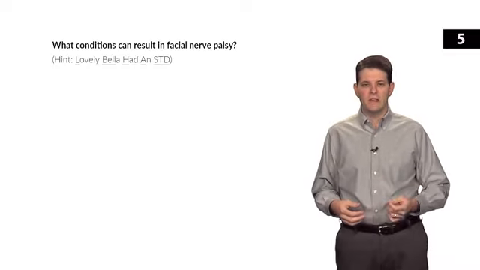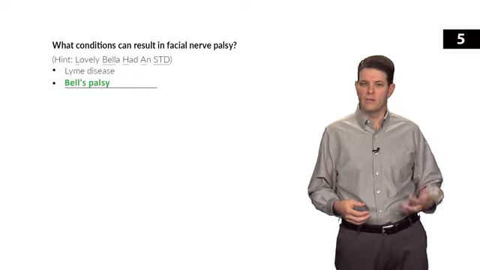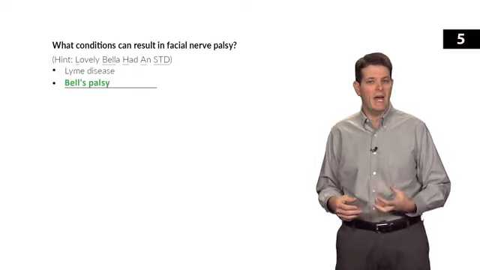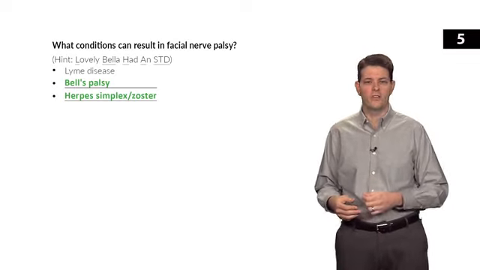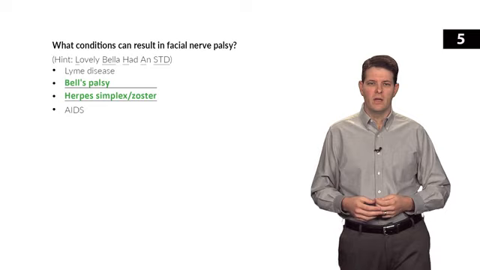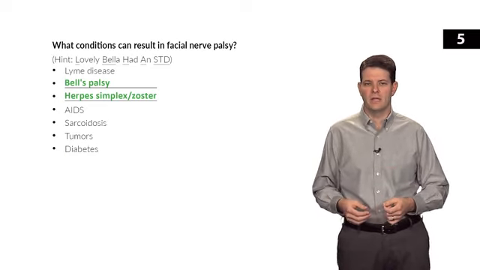So the L in lovely is for Lyme disease. The Bell in Bella is for Bell's palsy, which is, again, idiopathic facial nerve palsy. The H in had is for herpes simplex and also herpes zoster. The A in an is for AIDS. And then the STD is for sarcoidosis, tumors, and diabetes.